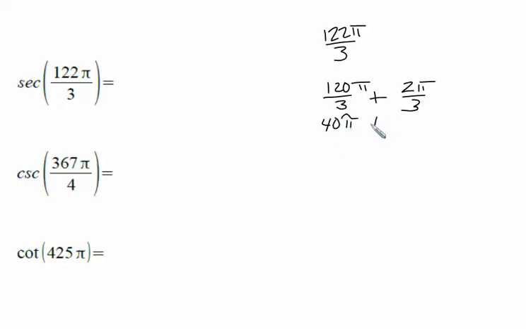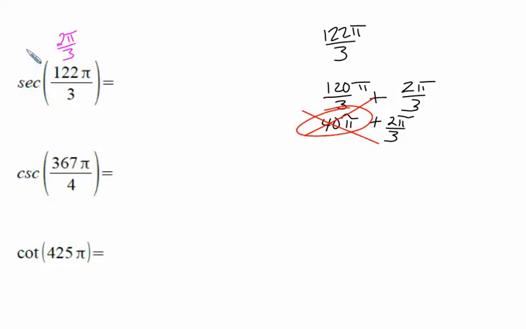Anytime you've got a multiple of 2 pi, and 40 pi is a multiple of 2 pi, from a coterminal angle standpoint, it doesn't matter. It doesn't impact the angle. So 122 pi over 3 is going to be coterminal with 2 pi over 3 on the unit circle.